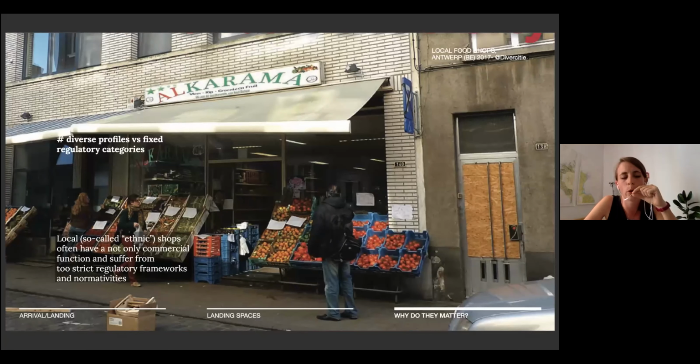And finally, the last point is again a tension between the diversity of profiles of newcomers versus the very fixed regulatory categories that we use in urban planning. This is a very clear example that is not only true for arrival, but I guess also for settled immigrants. We know that so-called ethnic shops have a lot of functions for newcomers. So not only the commercial functions, but they are also places for networking and to get information. And instead, if we think, for instance, of the regulations on the opening hours, in a way they prevent these shops to deploy all the functions they could have.